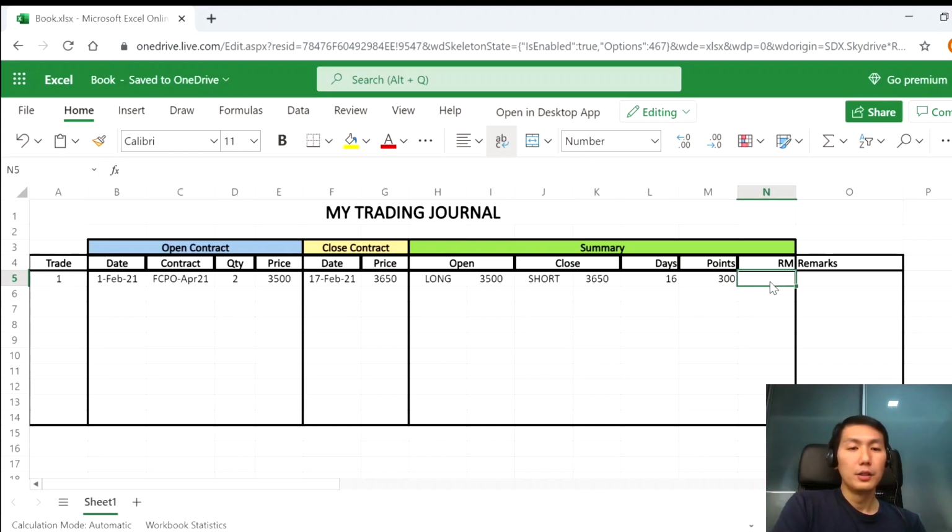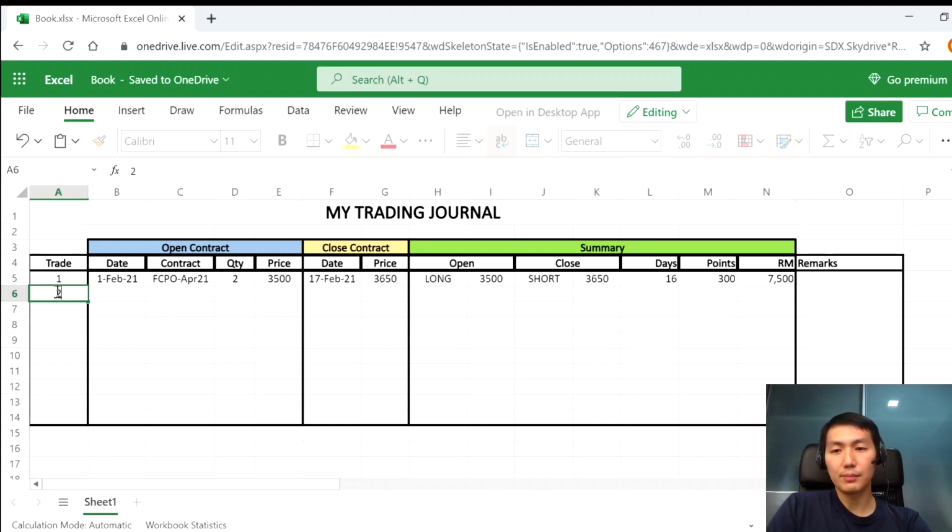For how much we actually make in terms of dollars, we put an equal sign here, and then the number of points times $25 per contract. So this is where we are actually making $7,500 for this particular trade. Now let's make another example.